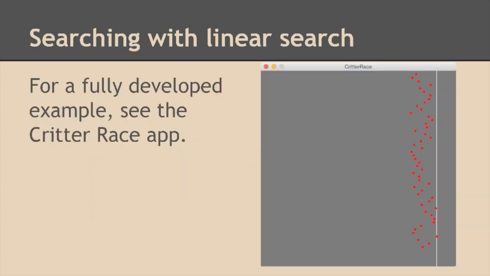There will be another video that looks at a more fully developed example, and that is the critter race application. The concept there is that we start with a line of little critters over on the left, and then they all start racing toward the right, and then we use a search to determine if one of them crosses the finish line. So that example from the book will be developed in another video.